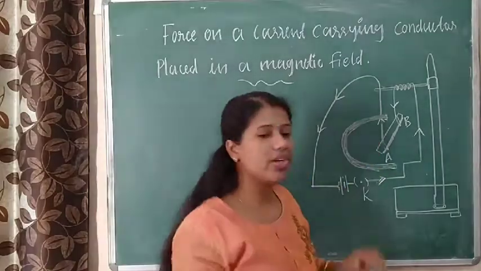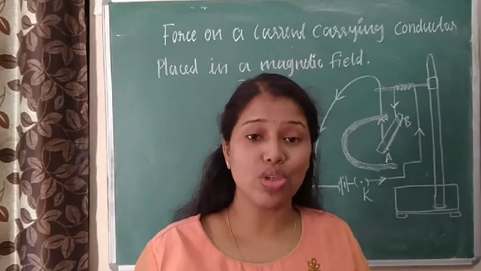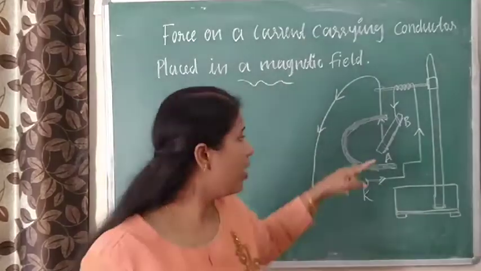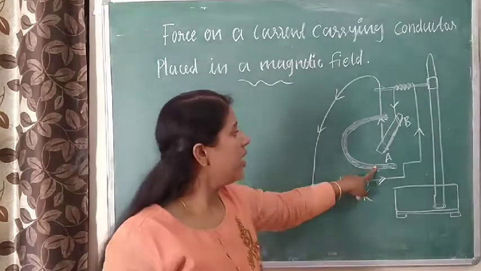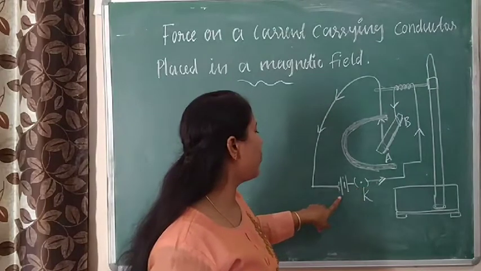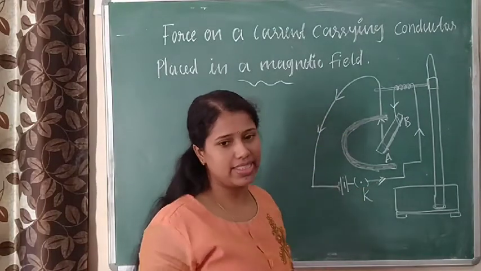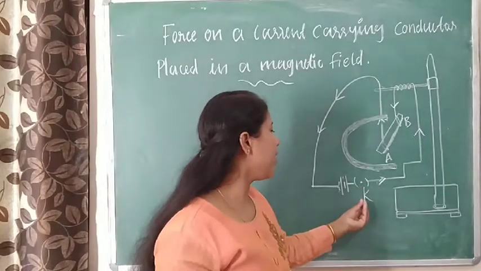Next we have to take one horseshoe magnet. We keep the horseshoe magnet like this. Then this one end is connected through a key to the battery on the other side. Then the key is closed.